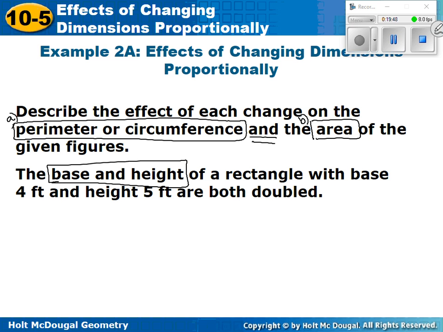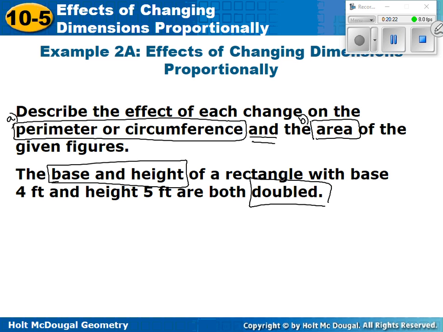So what are we going to do to the base according to this problem? We're going to double it. What does double mean? Multiply it by 2. So instead of having B here, I'm going to have 2B. Okay, what does it say we're going to do to the height? Same thing, we're going to double it, so that means we're going to multiply the height by 2. Okay, let's simplify that. What is 2b times 2h? 4bh.